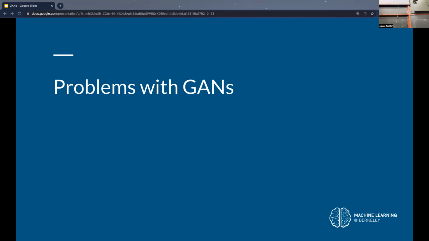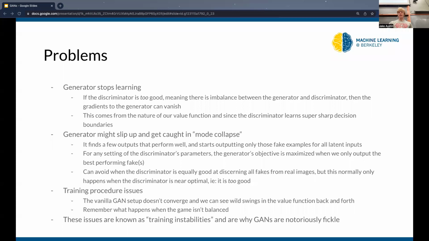So there are a couple of kind of glaring problems with this. Or not glaring, some of them are subtle, but there are issues with this, and they're very real issues, and are sort of why GANs are not as popular anymore, compared to much more stable methods.